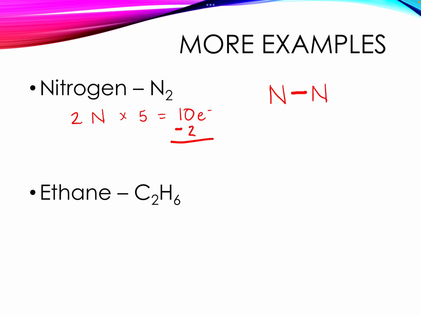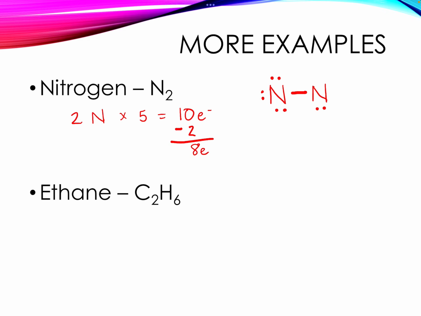That got rid of 2, and we have 8 more to use. So we'll go 1, 2, 3, 4, 5, 6, 7, 8. Looking at this, you'll see, oh wait, one of the nitrogens has an octet, but the other one only has 4 valence electrons. So let's go ahead and start sharing.